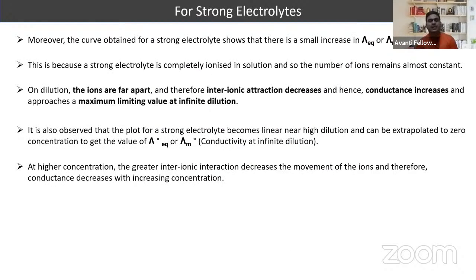Okay. So for the strong electrolyte, the curve shows a small increase in this with dilution. This is because a strong electrolyte is completely ionized in solution and so the number of ions remains almost constant. On dilution, the ions are far apart and therefore the inter-ionic attraction decreases and hence conductance increases and approaches a maximum limiting value at infinite dilution. It is also observed that the plot of the strong electrolyte becomes linear near high dilution and can be extrapolated to zero concentration to get the value of this.